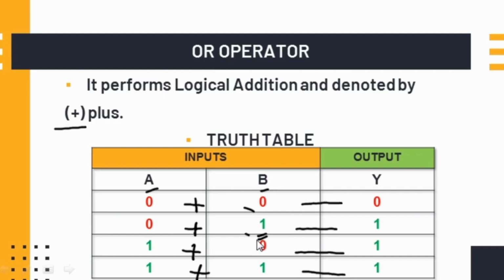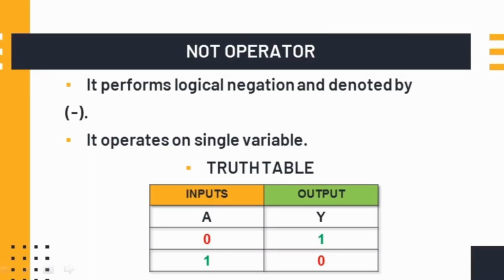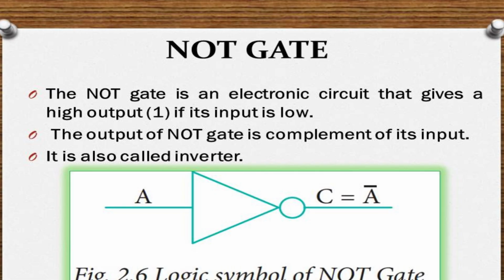So here, even if any one of the inputs is high, the output will be high. Any one input may be 1, so the result will be 1. So we have to remember the OR operator performs logical addition. So let's move on to the next gate, that is the NOT gate.